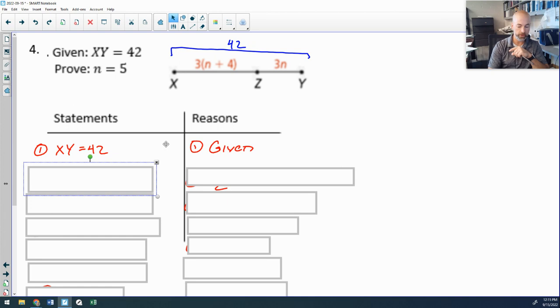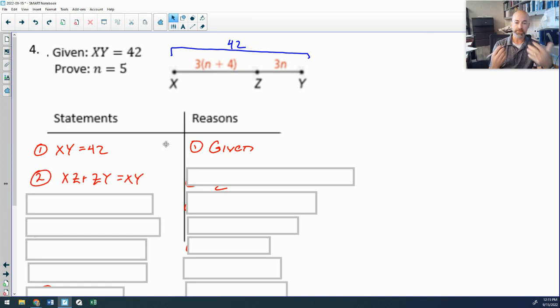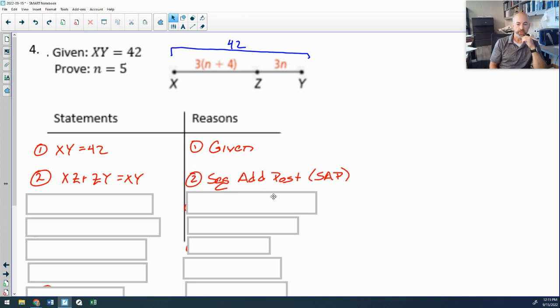So first thing I'm going to do is actually write down symbolically that the segment XZ plus the segment ZY is equal to the entire segment XY. I'm going to do that first, and I want to see that. So that is, whoops, I thought I had my pen or my pointer. There we go. So that is your segment addition postulate.